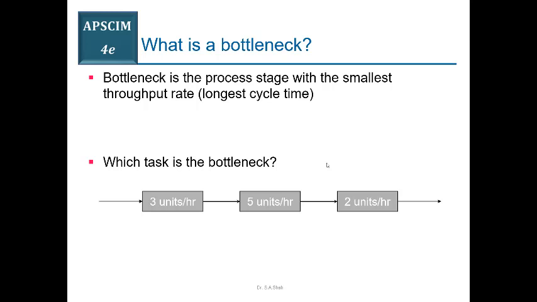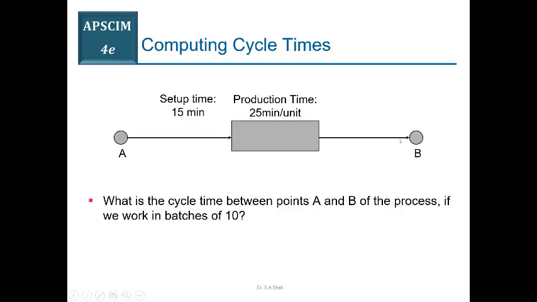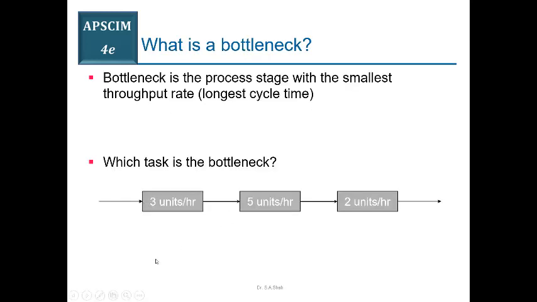And then you will also have to find the bottleneck station. If a system is given graphically, first you will find the cycle time of each workstation independently, and then among them you will find the bottleneck. So suppose we have three activities and you have calculated their cycle times. Suppose the cycle time of this station is 3 units per hour, this one is 5 units per hour, and this is 2 units per hour.